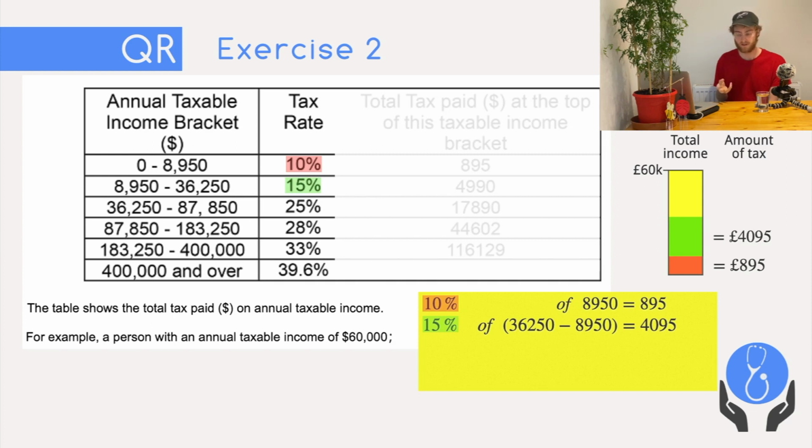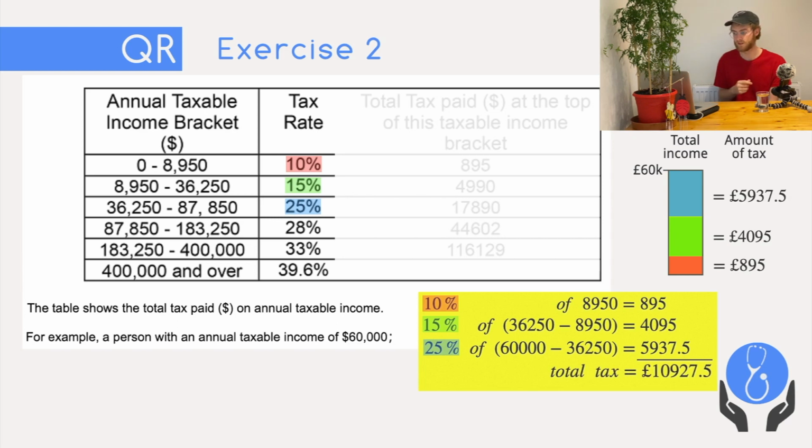To get the final bit of their tax, this is in the third bracket, which is at 25%, but remember they've only got 60,000, so we need to work out how much remaining income is left to tax, and we do that by taking what's already been taxed, which is 36,250, away from 60,000, and then finding 15% of that. So the third component of the tax that they pay is shown there on screen. That gives a total of 10,927 and 50p.